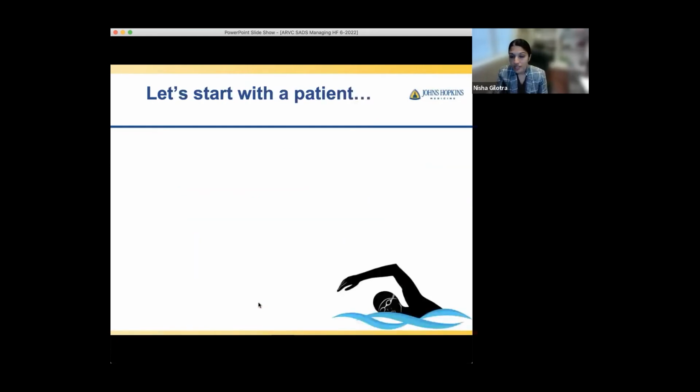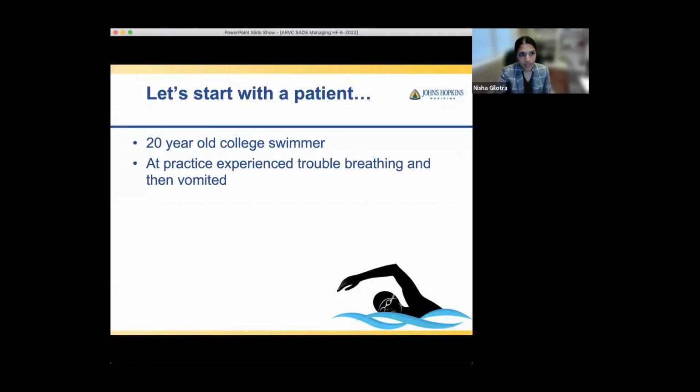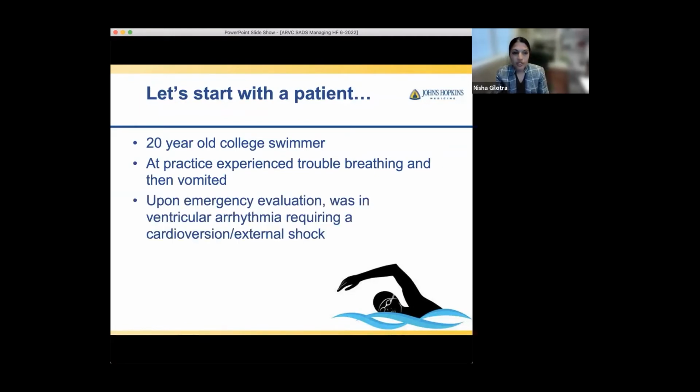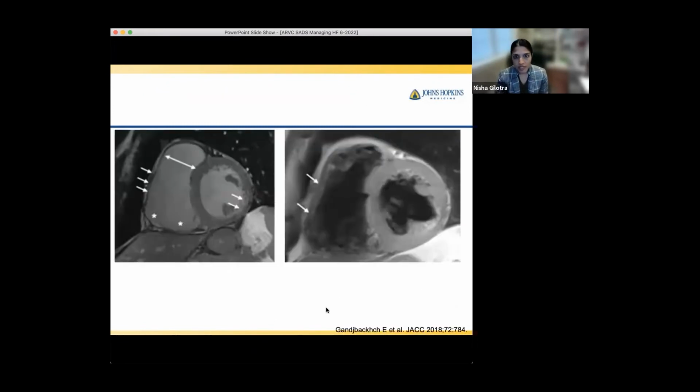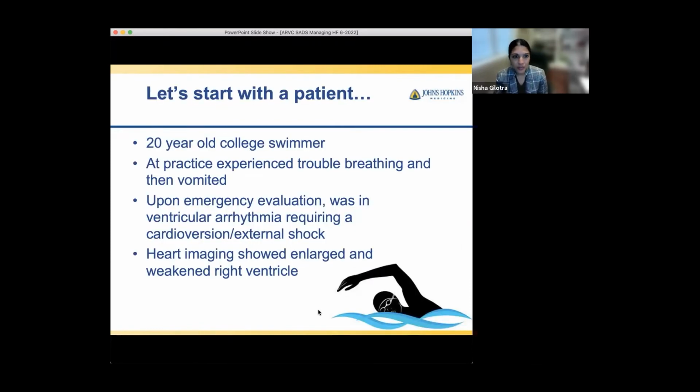So I always like to put this in the context of a patient, of all of you. And so let's start with a patient. So we have a 20-year-old college swimmer who at practice experienced trouble breathing and then vomited. Upon emergency evaluation, she was noted to be in a ventricular arrhythmia and required an external shock. She then underwent evaluation, and her heart imaging actually showed an enlarged and weakened right ventricle. And this story probably doesn't fall far from home for many of you.